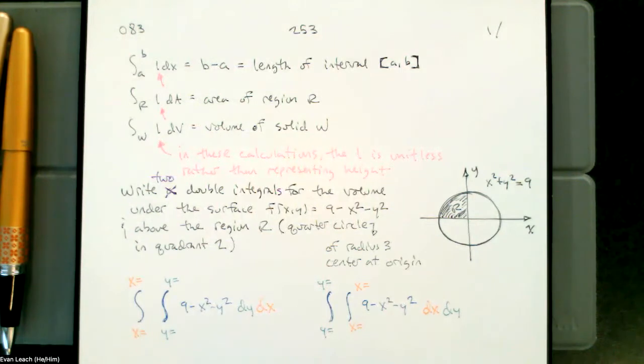But for a warm-up, let's write two double integrals for the volume under the surface f of xy is 9 minus x squared minus y squared, a circular paraboloid, and above the region R, which is going to be a quarter circle of radius 3 centered at the origin in quadrant 2. So we're going to look at where our circular paraboloid intersects the xy plane, but I only want the volume above this region in the second quadrant. And as usual, I want to set up two double integrals for this volume.